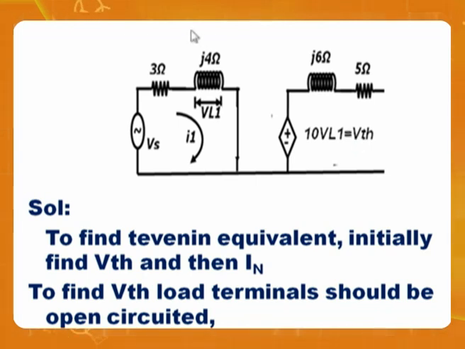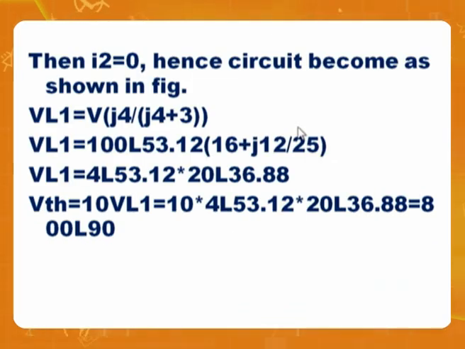So good. Now please observe. What is the voltage here? Vs by 3 ohms plus J4. That's a current. Into J4 is the voltage. That into 10 will give you VThevenin. So please observe my solution. As I said, as I've been talking to you, V by J4 plus 3 into this.